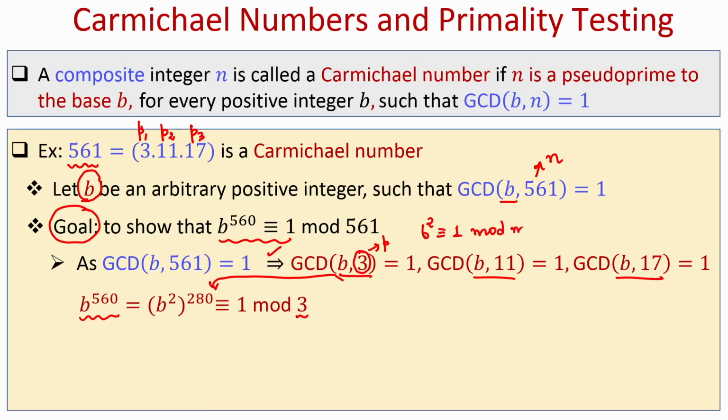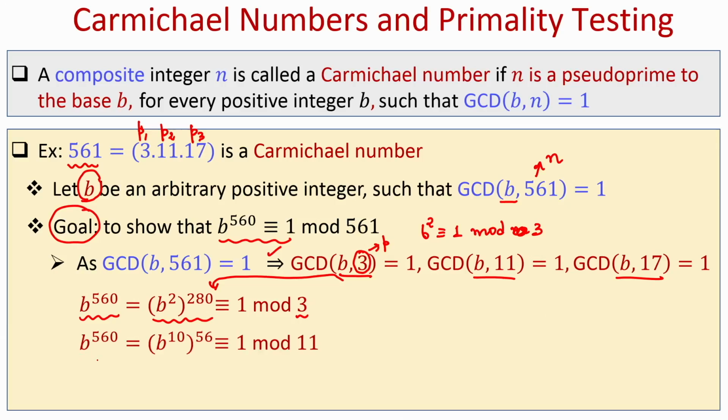So, now if b square gives me the remainder 1 modulo 3, then b to the power 560 will give me this much remainder. So, I have basically divided b to the power 560 into several blocks of b square, b square, b square, namely 280 blocks, and each block of b square gives me the remainder 1 modulo 3. So, basically I get 1 multiplied to itself 280 times, which will be 1 modulo 3.